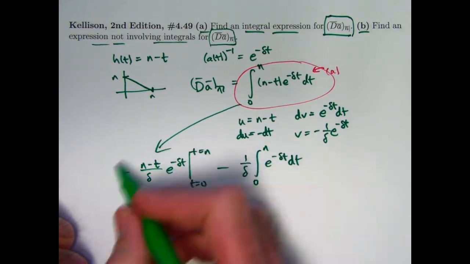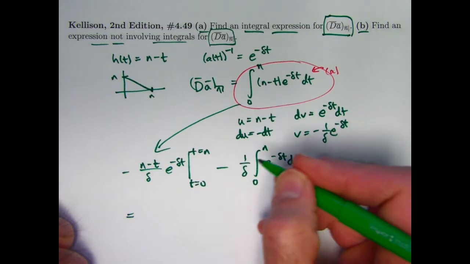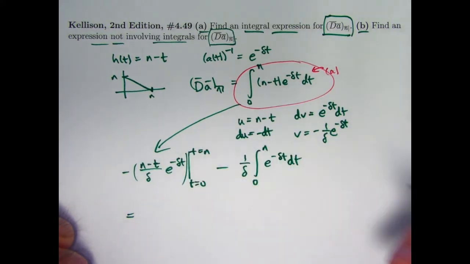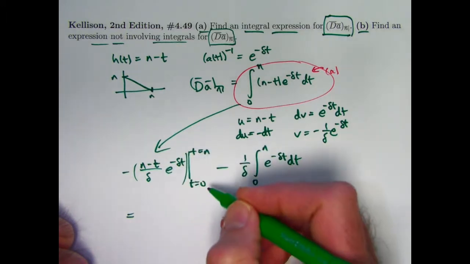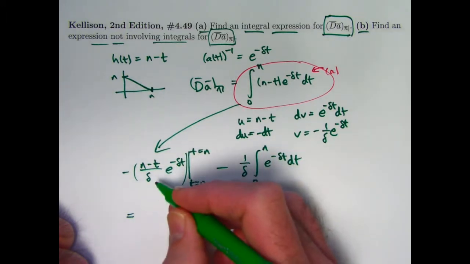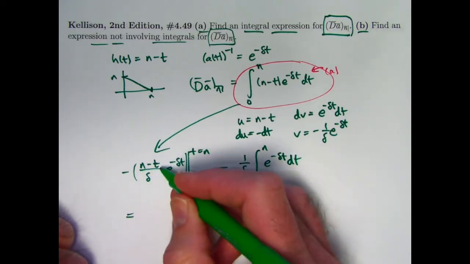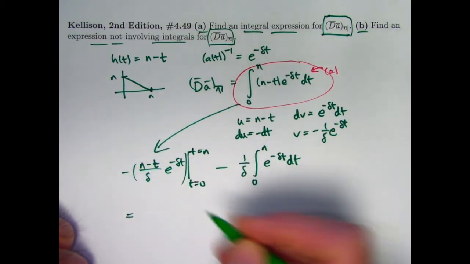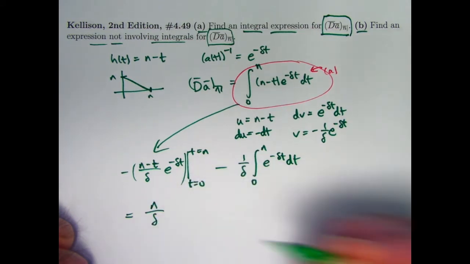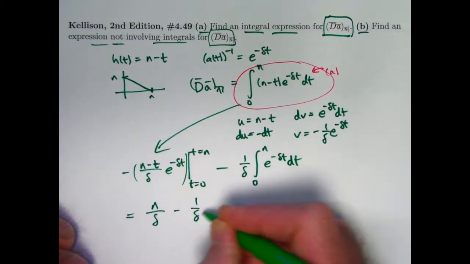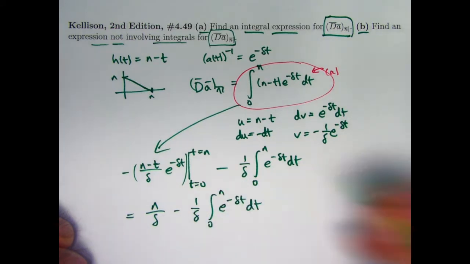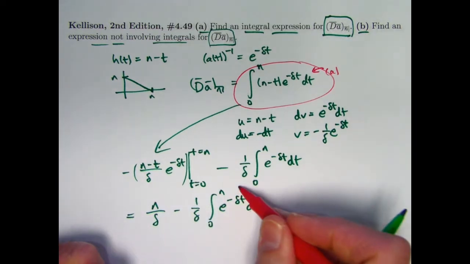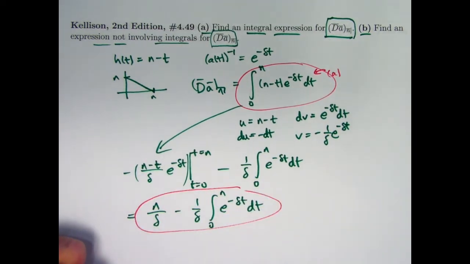Let's keep this integral the same and simplify this part. Careful with these minus signs here. If we plug in t equals n, we get 0. And then we subtract what we get when we plug in t equals 0. e to the 0 is 1. n minus 0 is n. Have a minus sign there. You're going to end up with n over delta. That's what that simplifies to. So yeah, you could say what I'm writing right now is another expression involving an integral for this present value. So you could say perhaps that this is the answer to part A as well.